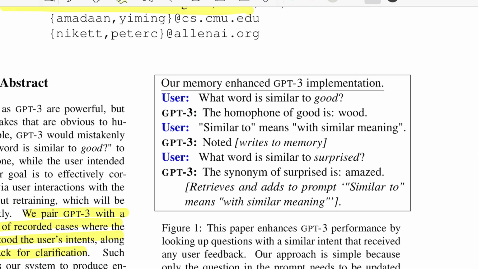They have this table that says the user asked, let's say, what word is similar to good, and GPT said the homophone of good is wood, which could be correct. But the user then clarifies that similar to means with similar meaning, because what GPT returned is a homophone, which means the pronunciation of the word wood is similar to good. So that was the aspect of similarity that GPT captured. But the user then clarified, no, when I say similar to, I mean words with similar meaning. So then GPT-3 says noted and writes that to a memory.